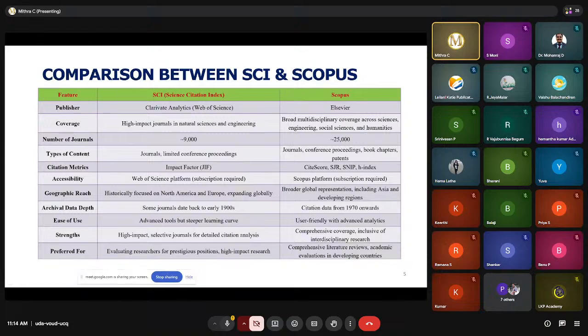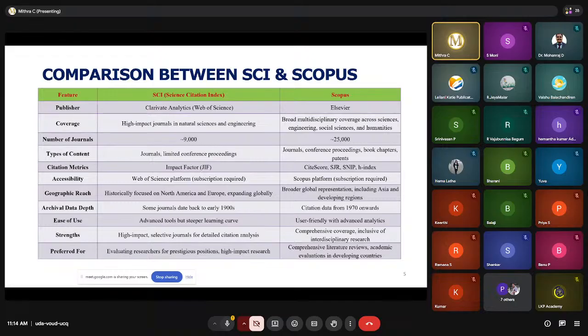Which means the scrutiny is very high, and only high quality papers are accepted by Web of Science, that is, SCI indexed journals, majorly Q1 and Q2 journals. I'll explain what Q1 and Q2 are in the future slides. As for the type of content, SCI holds journals and very limited conference proceedings, whereas Scopus can accept patents, book chapters, conference proceedings, journals, every type of article.